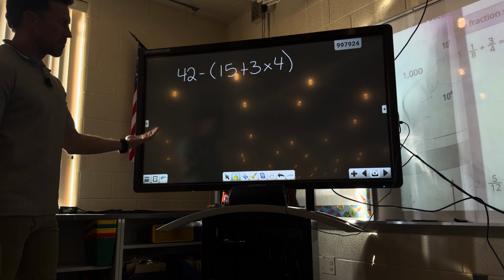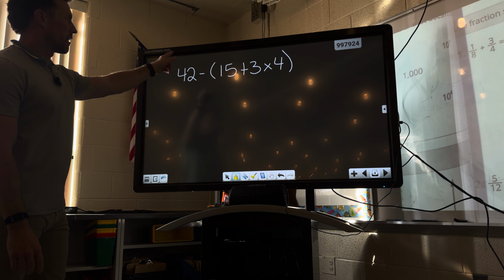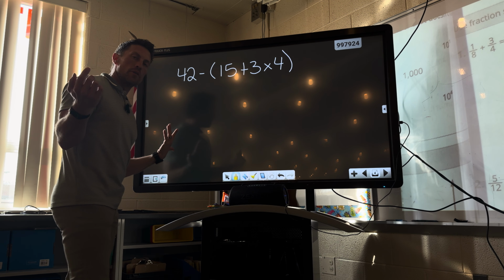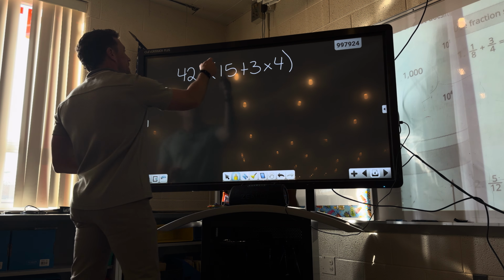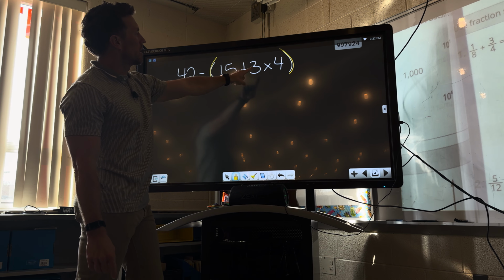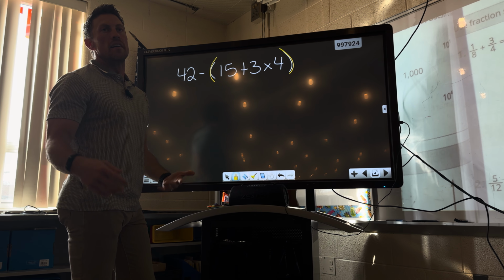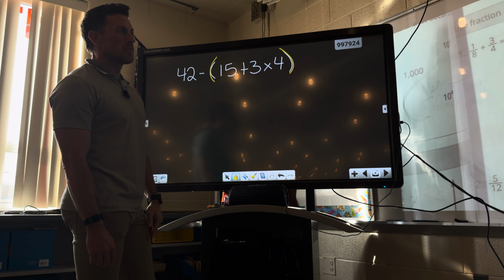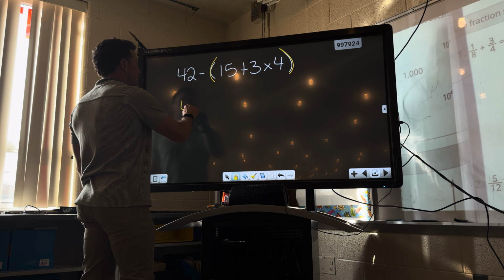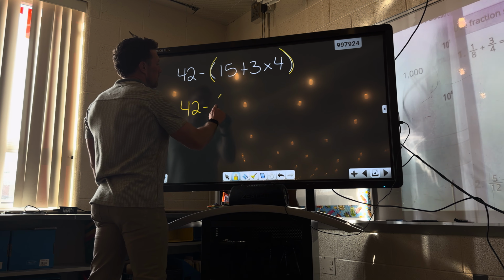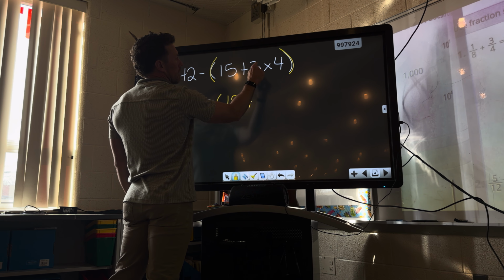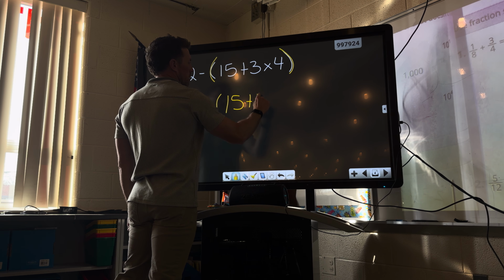This page, same kind of concept, but this one they are wanting us to solve using our parentheses. So now we do use that first step, our parentheses. So inside of my parentheses, I'm going to highlight that. Inside my parentheses, I have an addition sign as well as a multiplication sign. I would still use the order of operations inside of my parentheses. The multiplication comes first. Everything else we are just rewriting. So I have 15 plus, and I'm going to solve 3 times 4. 3 times 4 is 12.